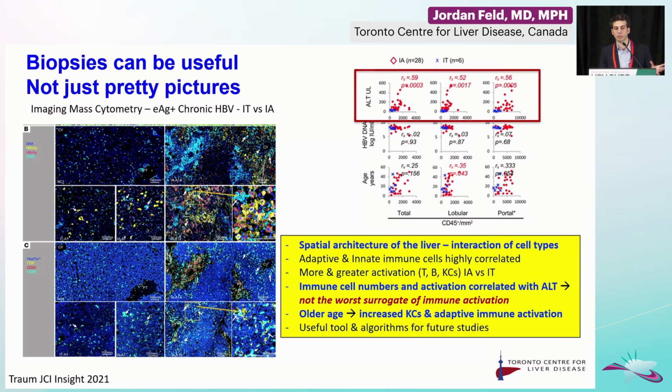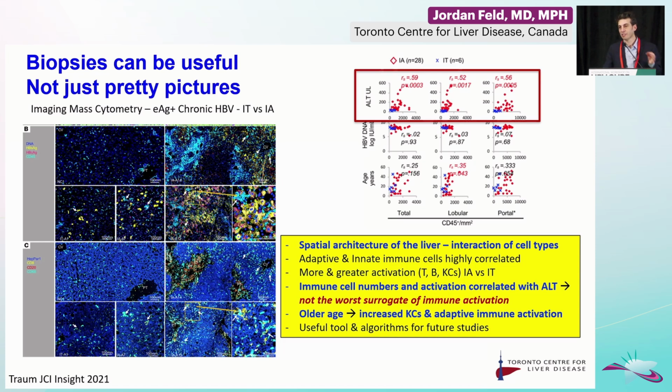And here, what Kyung-Mi was interested in was comparing e-antigen positive patients, IT to IA patients. Not surprisingly, you see more activation of the immune cell populations in the IA patients, both numbers and activation. But interestingly, that actually correlates, as you can see in the top, with ALT. And so we sort of always say, well, ALT is not a very good marker of immune activation, and we should be cautious about interpreting that.